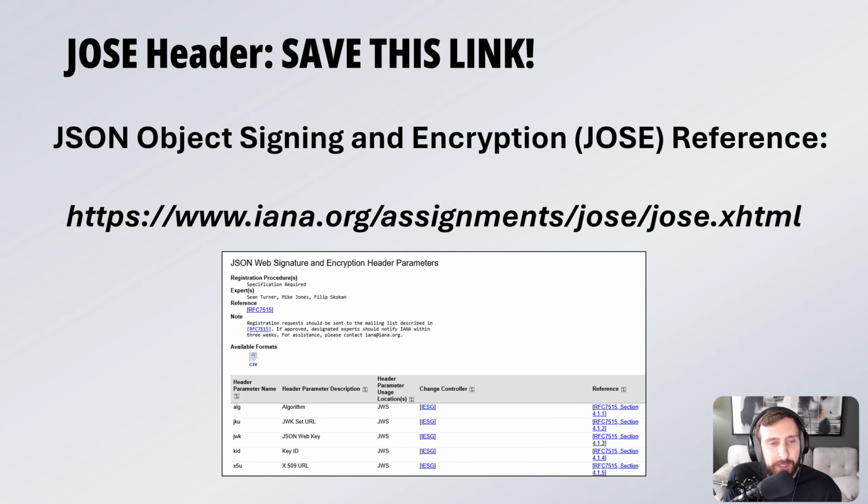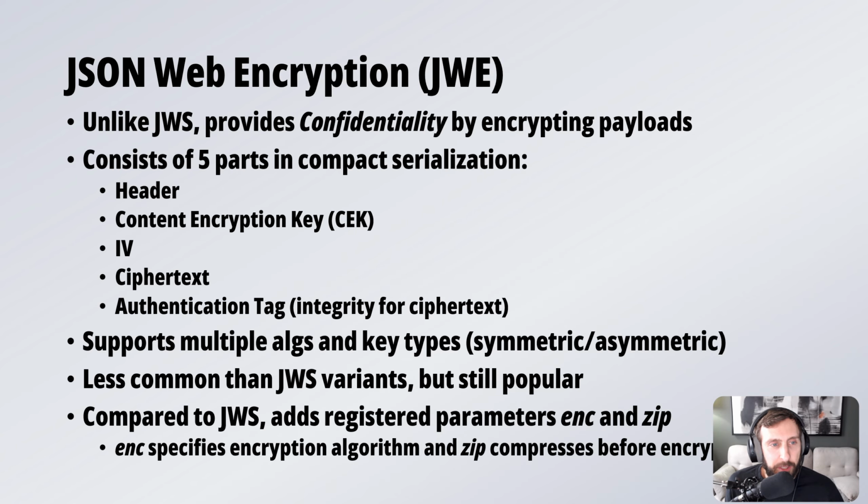Very important reference, if you're seeing a lot of JSON-based tokens, is this one, the IANA's JSON Web Signature and Encryption Header Parameters reference. It has a reference to those parameters and a lot of other helpful information. So if you see a token and you don't know what something is or does in its header, you can look it up here pretty quickly. This is a standard page to register those.